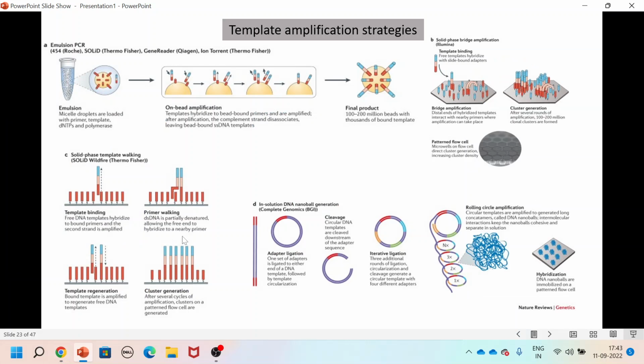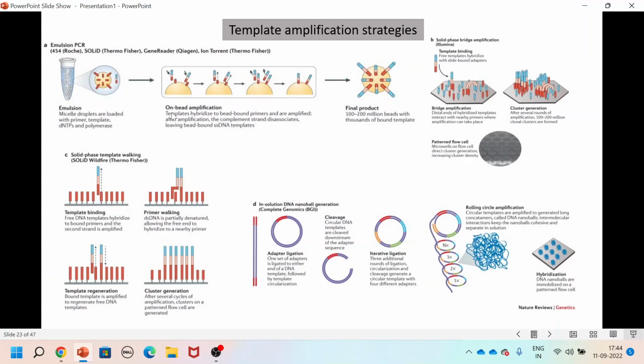Okay. So there are various different amplification strategies which are used. The first one is emulsion PCR. Emulsion PCR is used by the 454 Roche and SOLiD platforms, and the solid phase bridge amplification PCR is used by Illumina. So what happens in emulsion PCR is, firstly, the fragmented DNA template, from the previous step which involves the DNA fragmentation, is ligated to the adapter sequences and captured in an aqueous droplet, which is known as the micelle, along with a bead that has the complementary adapters to which our DNA fragments can bind. So in the emulsion, the micelle droplets are loaded with the primer, template, dNTPs, and polymerase.